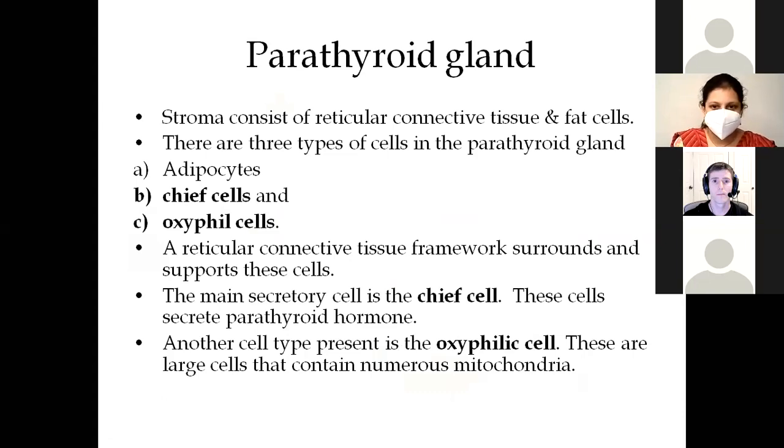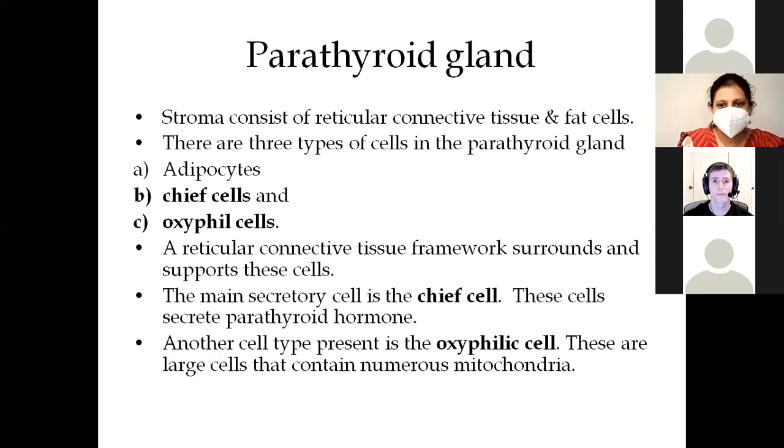In the parathyroid gland, the stroma consists of reticular connective tissue and fat cells. Reticular connective tissue, which we have studied previously, is responsible for providing strong structural support and a structural framework. And fat cells are present over here; you also know quite well that their function is the storage of fat and providing insulation.